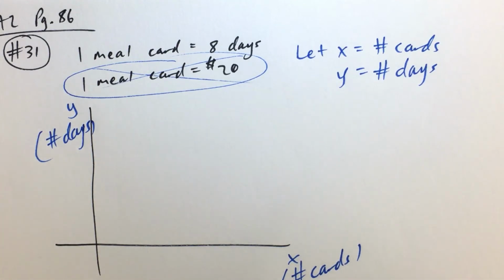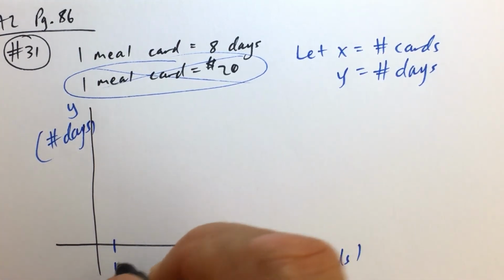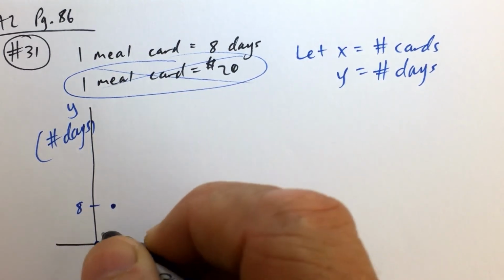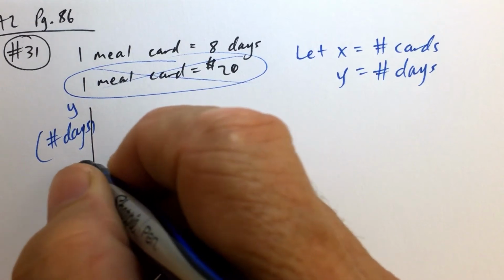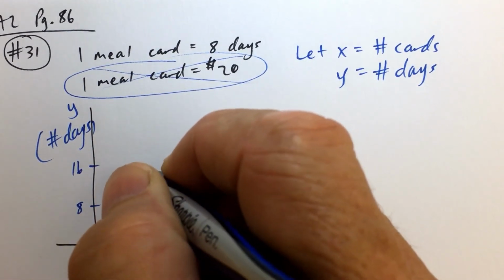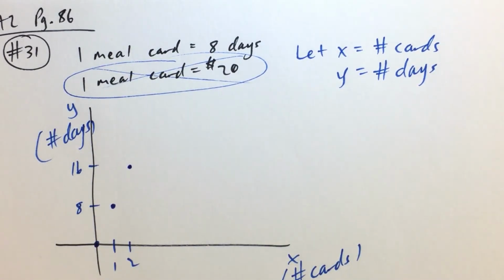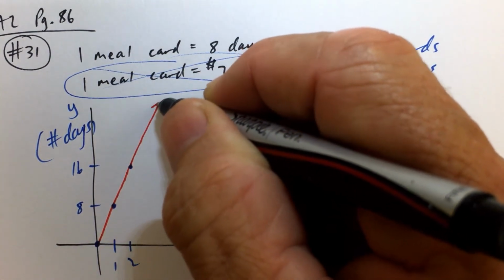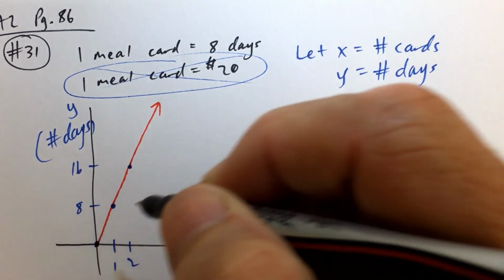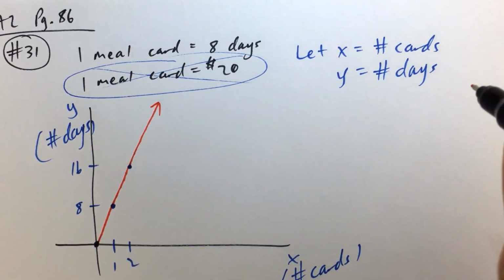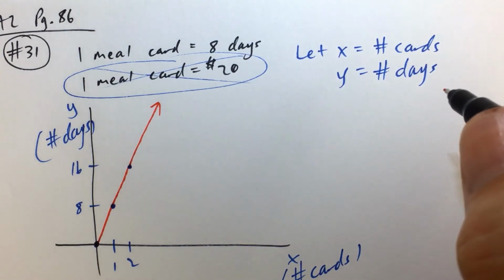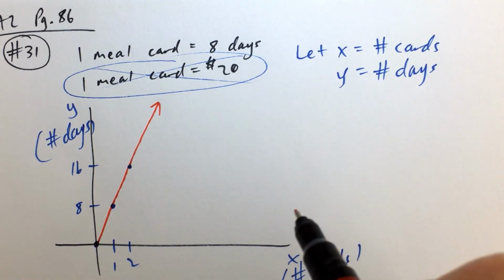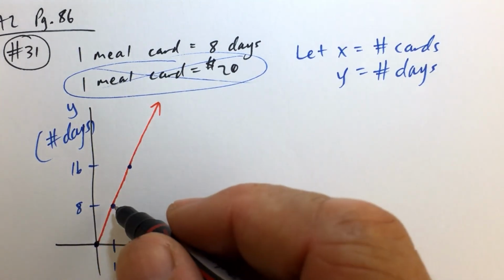each card lasts 8 days, and so if I have 1 card, then I've got 8 days. There's 1. If I don't have any cards, I don't have any days. If I have 2 cards, that's 16 days. So we can see we have a linear situation going on, because we have a per card rate of change. It's 8 days per card.